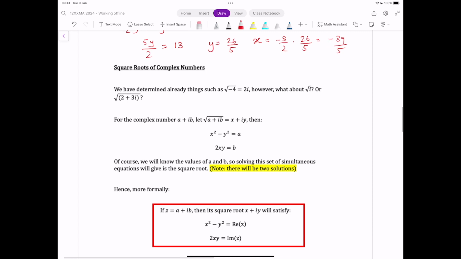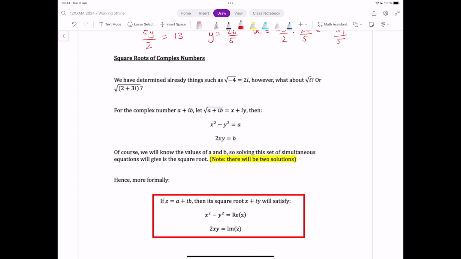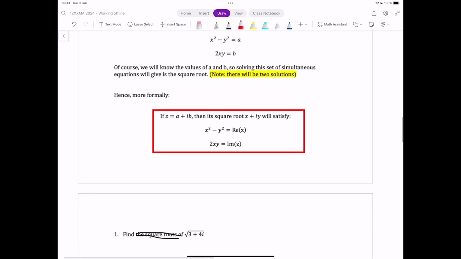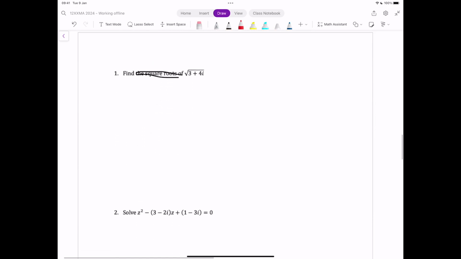The square root of complex numbers. We've determined already things like the square root of minus 4 equaling 2i. But what about root i, or root 2 plus 3i? Here's a little formula, and this is something you need to remember. If z is equal to a plus ib, then its square root x plus iy will satisfy x squared minus y squared is the real component of z, and 2xy is the imaginary component of z. That will form a set of simultaneous equations that we will solve for x and y.